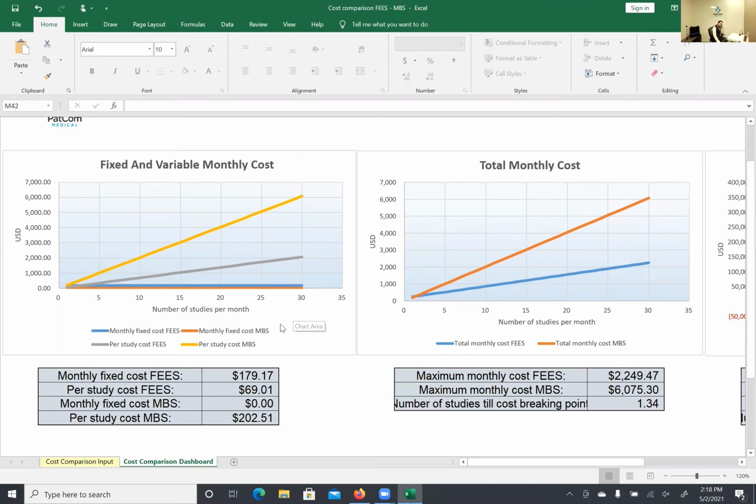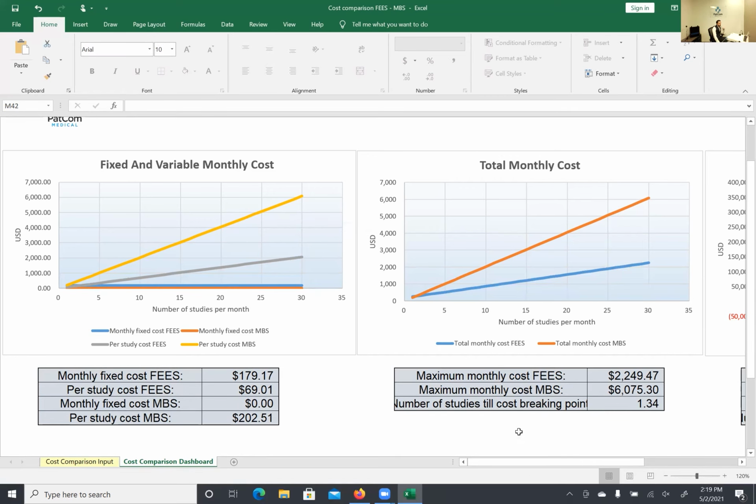Now this monthly fixed cost comes from the equipment cost, but divided over 10 years because that's the life of the equipment. But it also does include the maintenance cost that you need to pay to keep it running as well. And then we have the per study cost, fees, and MBS. And as you can see, from here, the longer you go, right? If you look at fees here versus MBS here, the more studies you do, the bigger the gap gets and the greater the cost savings are going to be.